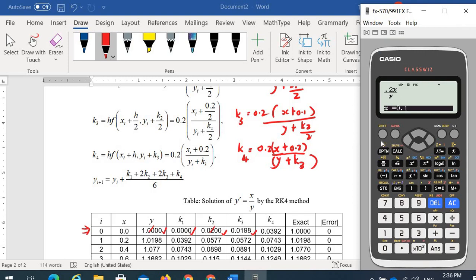Now you're going to calculate K4. For K4, X is actually X plus H, so it means 0 plus 0.2, we have 0.2. Okay, Y is actually Y plus K3. Y, 1 plus K3 value 0.0198. So you get 0.0392.